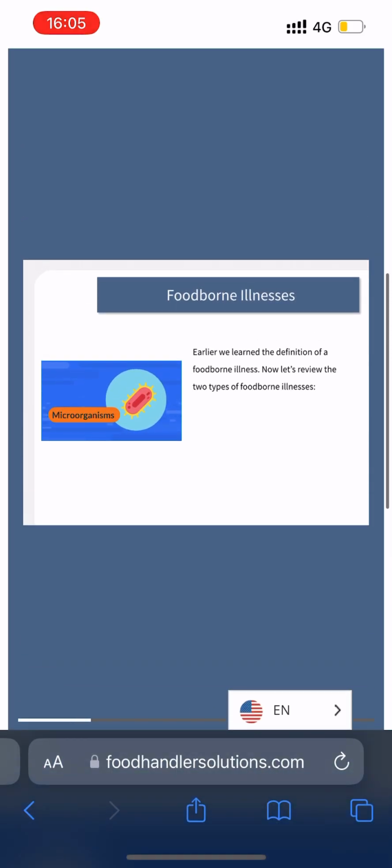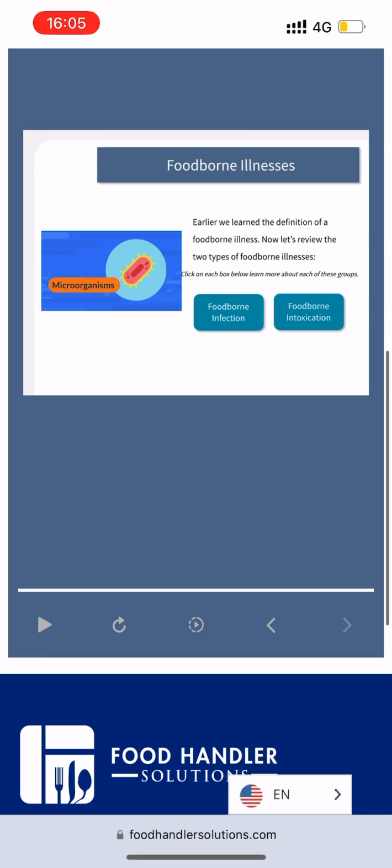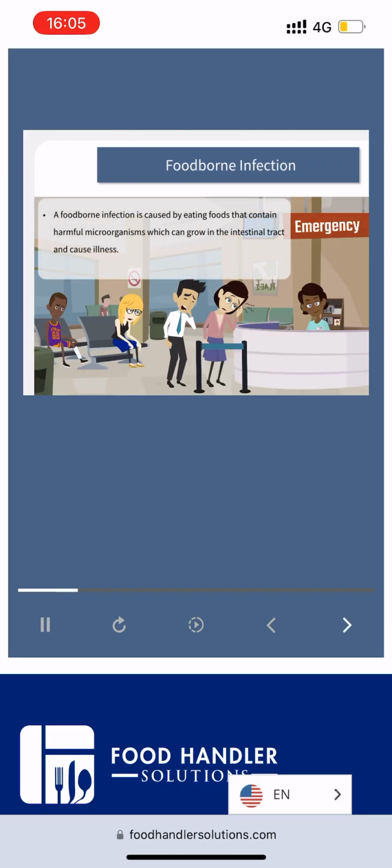Earlier, we learned the definition of a foodborne illness. Now, let's review the two types of foodborne illnesses: foodborne infection and foodborne intoxication. A foodborne infection is caused by eating foods that contain harmful microorganisms which can grow in the intestinal tract and cause illness. All viruses and parasites cause illness by way of infection.